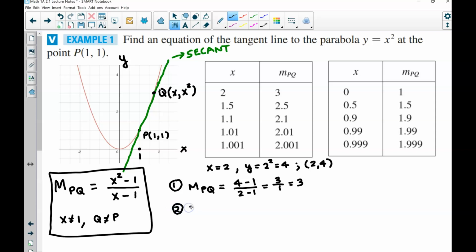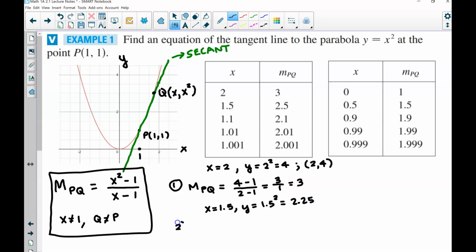Now, let's go a little closer to 1. As we're going closer to the point 1, we're moving inward. The number in between 2 and 1 is 1.5. So similarly, if we choose x to equal 1.5, then when we substitute 1.5 in for x and square it, it's going to give us a value of 2.25.